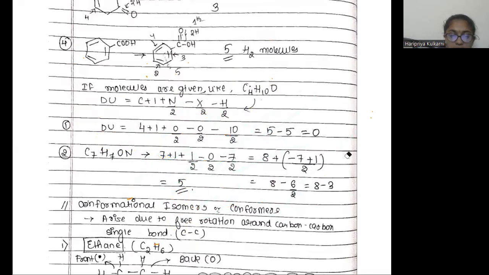So conformational isomers are the isomers which arise due to free rotation around a carbon-carbon single bond. So what are we telling here? We need at least one single bond. Therefore, it is not possible for methane, right? Only one carbon is present, so no bonds only with other carbon atoms. So conformational isomers are not present for methane, but they are present for ethane.